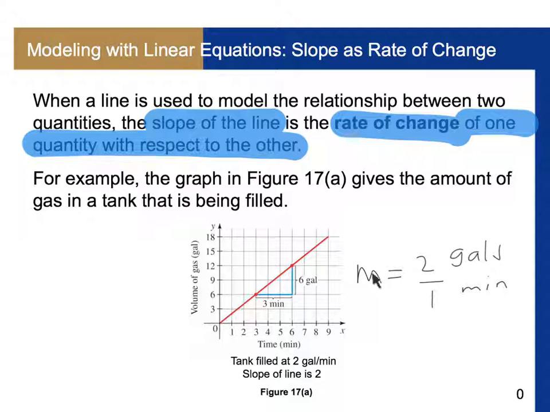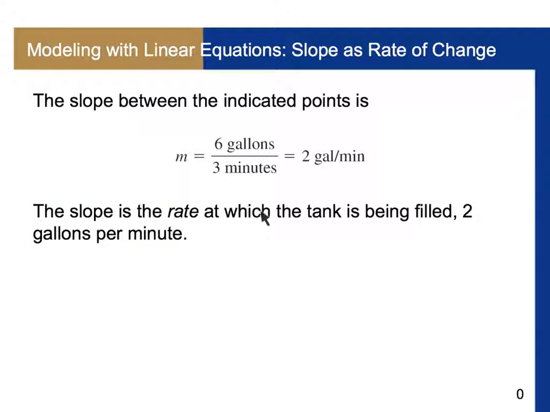So we call this a rate of change. How is that volume of the gas changing? Okay, it's changing at a rate of 2 gallons per minute. So we can see 6 gallons in 3 minutes is 2 gallons per 1 minute. So the slope is the rate at which the tank is being filled, which is 2 gallons per minute.